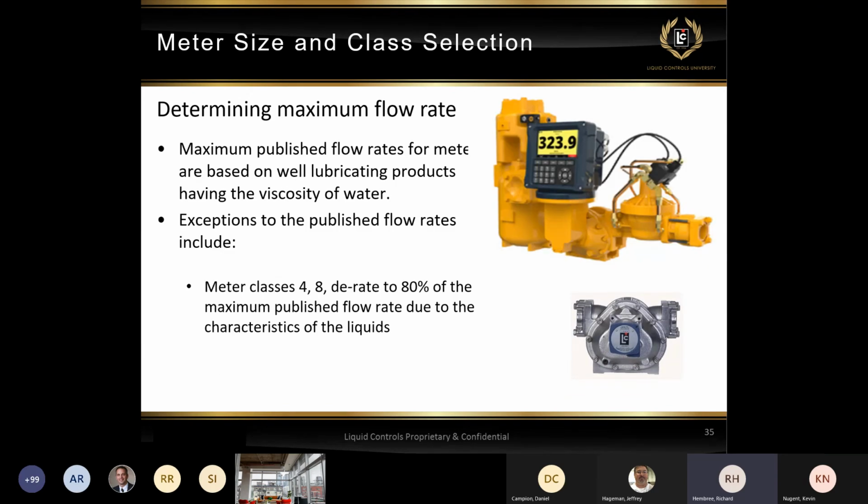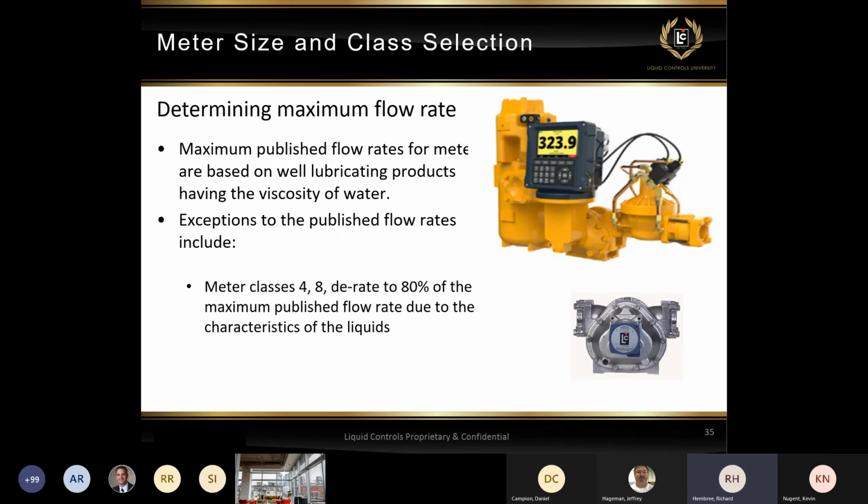And also the flow rate. The maximum published flow rates that we have are based on well-lubricating products having the viscosity of water. So if there's a higher viscosity product, we would need to know that, so it may change some of the flow rates that we're looking at.